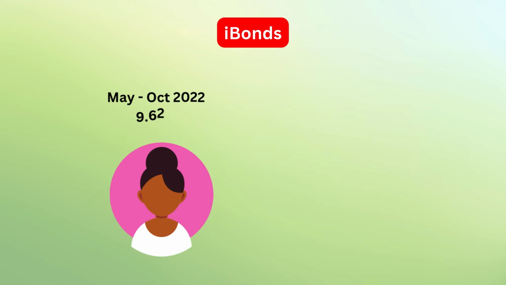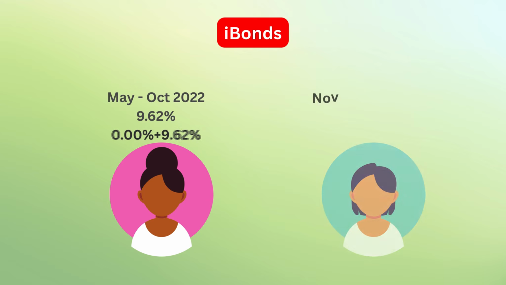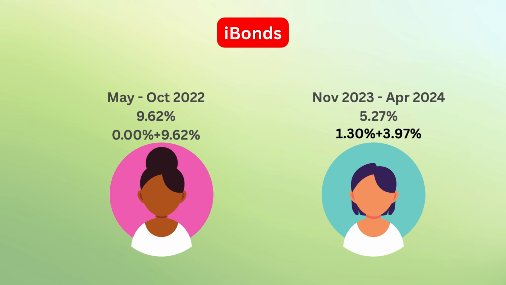From May to October 2022, the annual interest rate for I-bonds was 9.62%. This was made up of a 0% fixed rate and a 9.62% inflation rate. From November 2023 to April 2024, the rate was 5.27%, consisting of a 1.3% fixed rate and a 3.97% inflation rate.